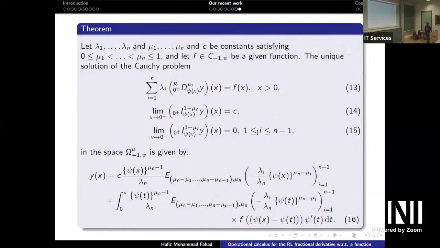Next, we have another, a bit more complicated differential equation, which is stated in equation number 13. Here we have an n term fractional differential equation, again in the setting of the Riemann Liouville fractional derivative of a function y with respect to a function psi. And in 14 and 15, we have the initial conditions. Again, using the Mikusiński's operational calculus approach, we can easily solve this initial value problem, and the solution to this problem is given in equation number 16.